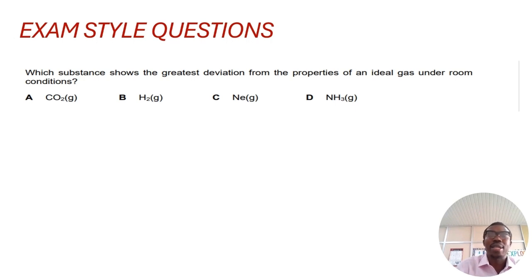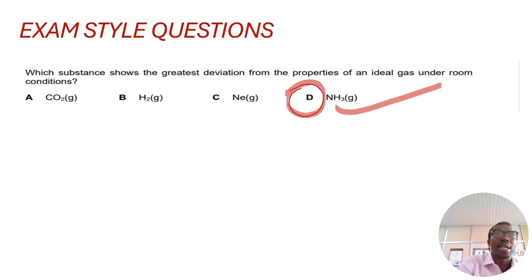So the correct answer to this question is D, which is ammonia. Ammonia has hydrogen bonding, the strongest intermolecular force of attraction, and shows the greatest deviation from an ideal gas. The other gases have weak intermolecular forces of attraction, which are van der Waals forces. So ammonia shows the greatest deviation from an ideal gas.